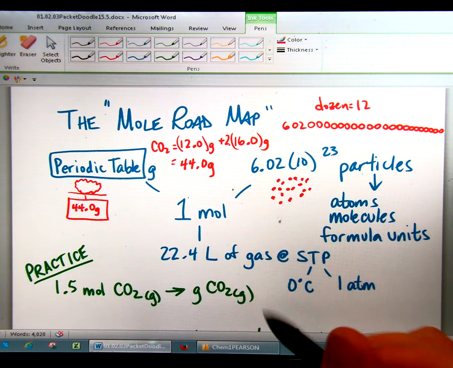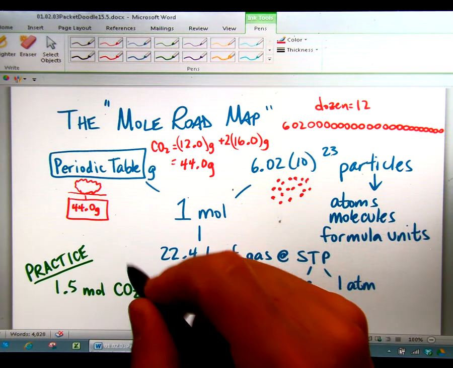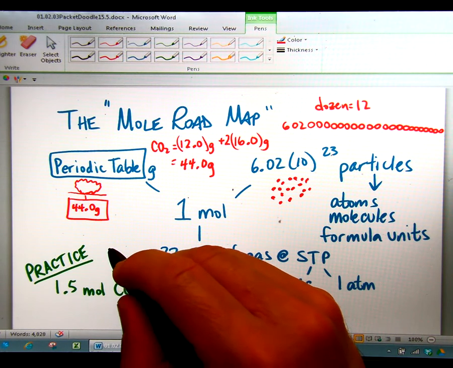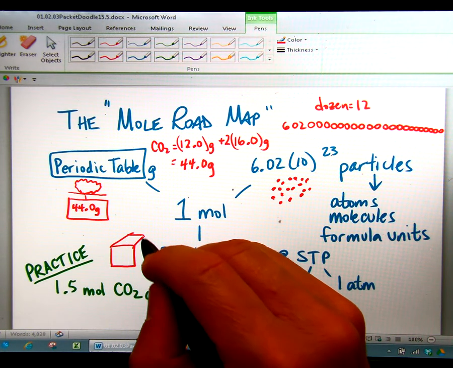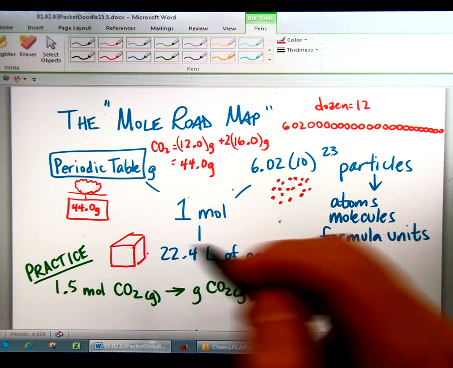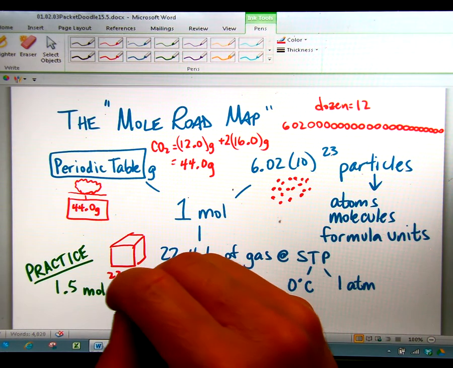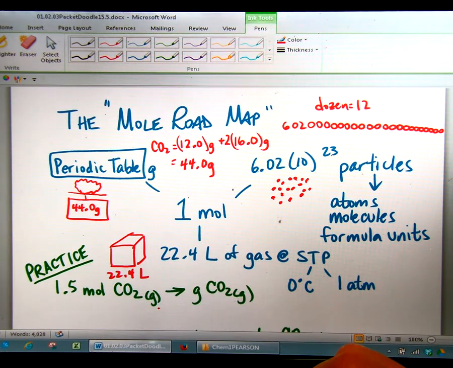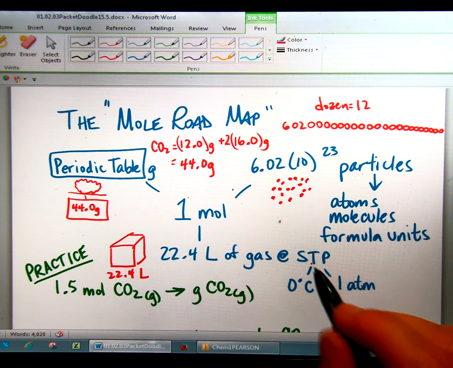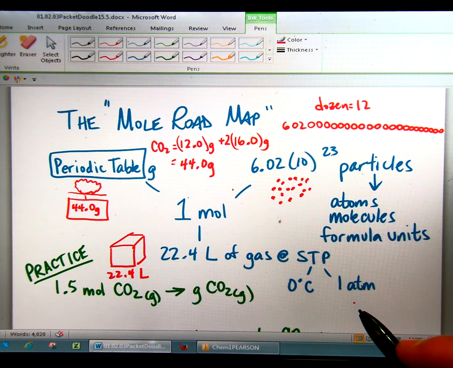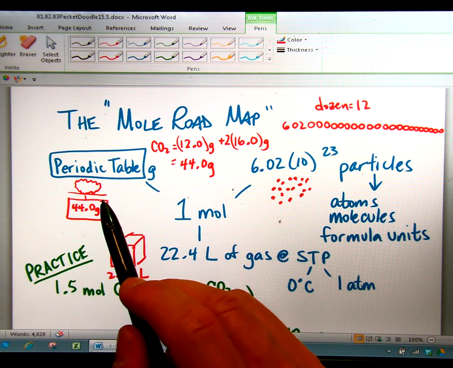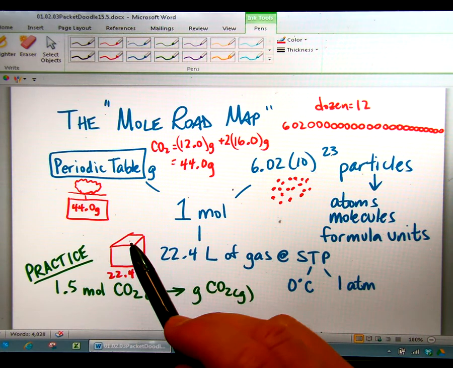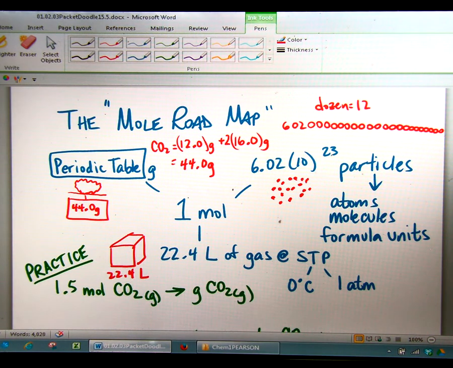All right, lastly, volume of a gas. The volume of a gas is how much space it takes up. So if you had a box that was 22.4 liters, that's how much space 1 mole would take up at STP, which means 0 Celsius and 1 atmosphere of pressure. So we're going to talk about how many particles we have, how much it weighs, or how much space it takes up with the mole roadmap. Let's take a look at the first example.